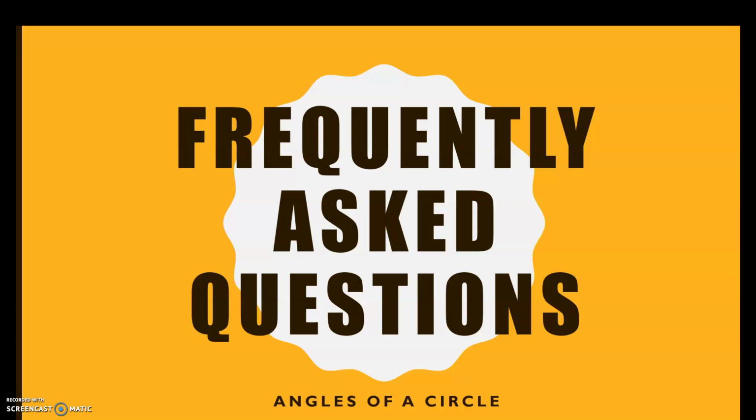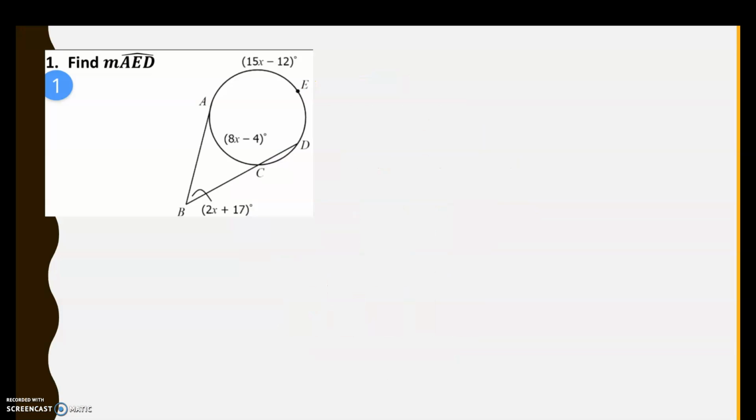Hi guys. I wanted to go over the 4 questions that were asked on last night's homework. The first one was number 1. Number 1, I'm thinking the difficulty came because we didn't know what this 15x minus 12 was referring to. It's actually talking about this entire arc AED.